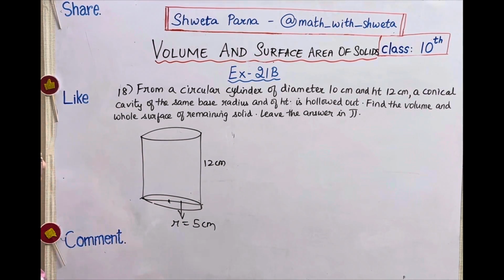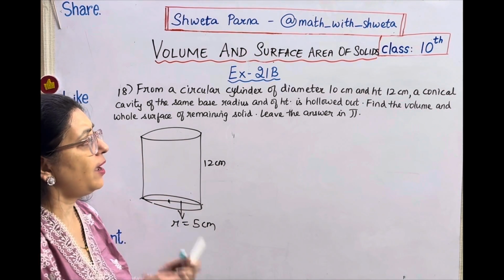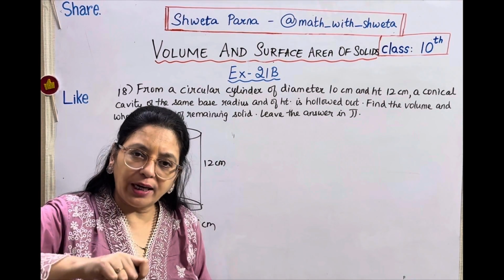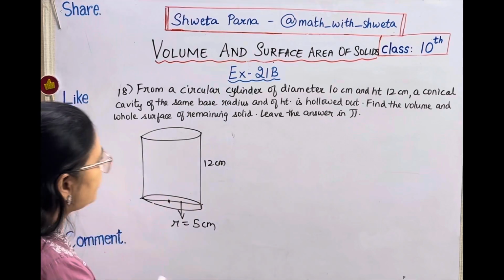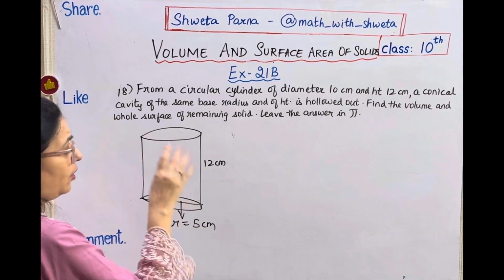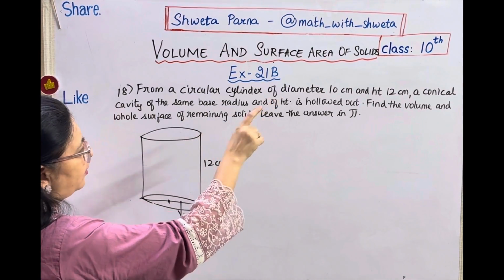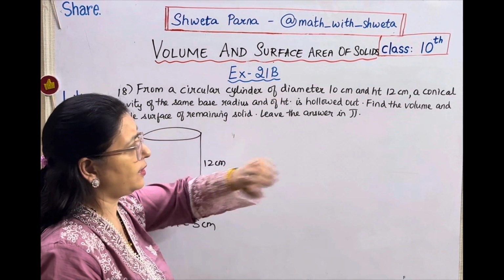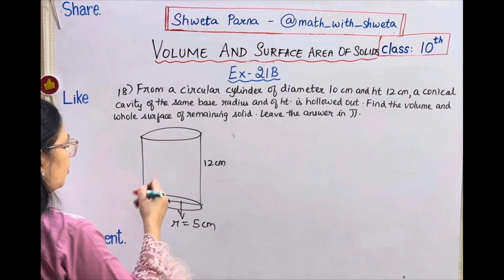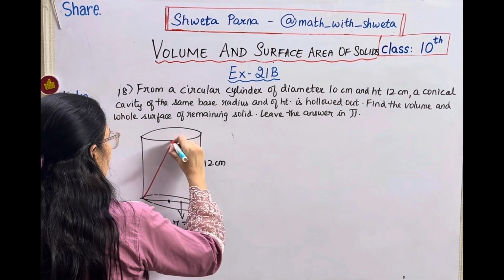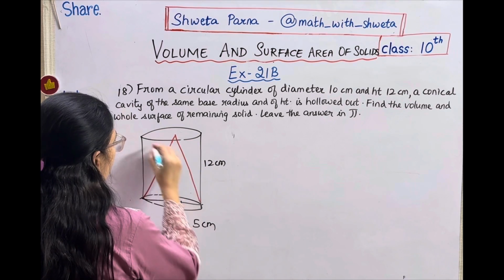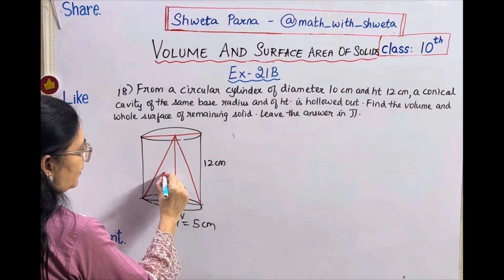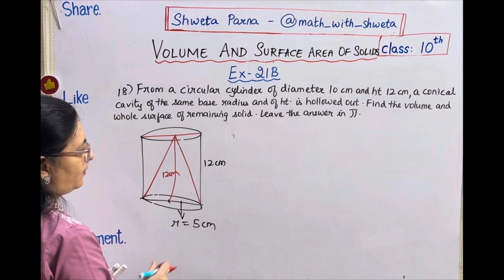A conical cavity of the same base radius and of the same height is hollowed out. When you go to an ice cream parlor, you take a scoop, you hollow it out, right? In the same way, you are also making a cavity of same radius and same height, which is hollowed out. So this becomes your cone of same radius and same height. So the height is 12 centimeter. Radius is 5 centimeter.